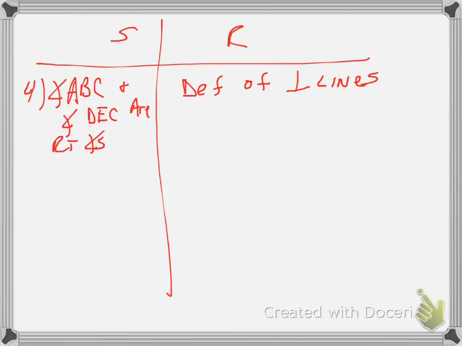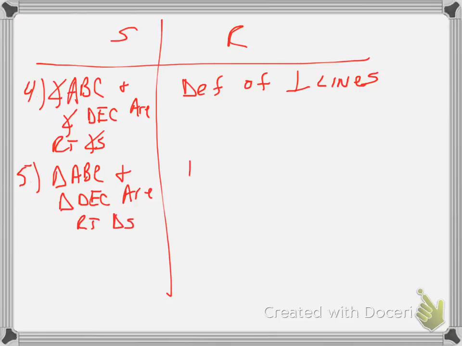Okay? So now we've established the fact that we have right angles, which means now I can say, since I have right angles in both triangles, I can say triangle ABC and triangle DEC are right triangles. And that's the definition of right triangle.